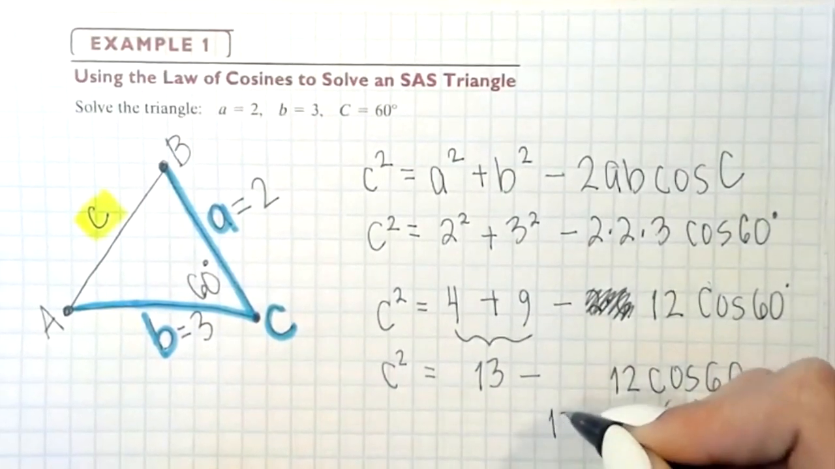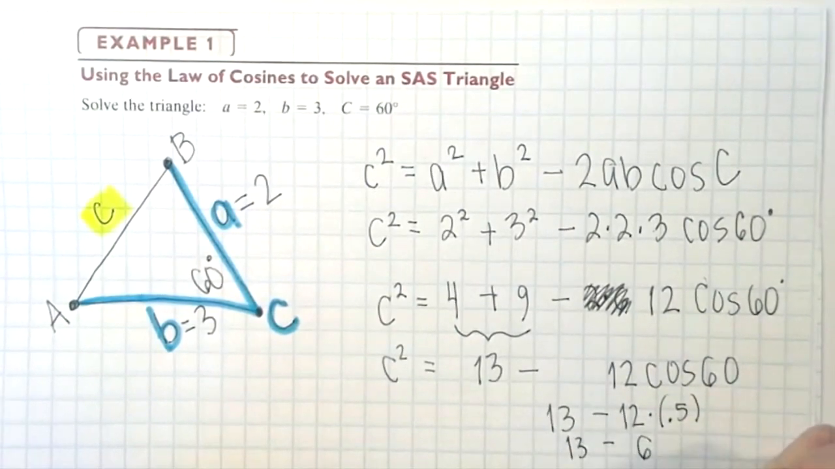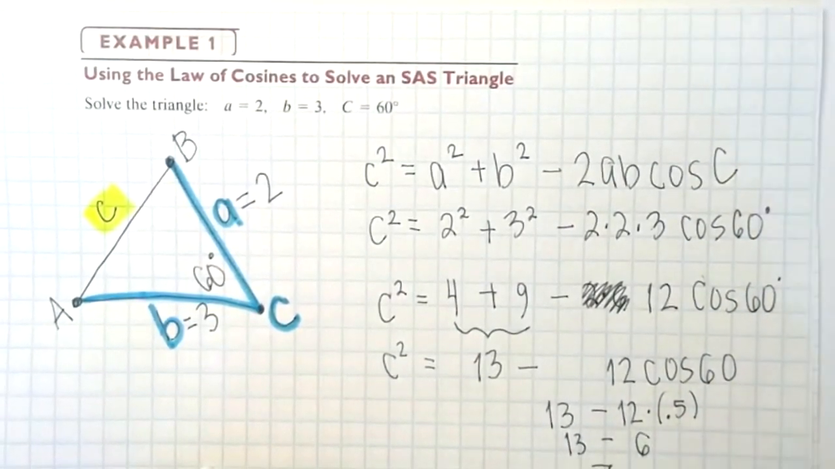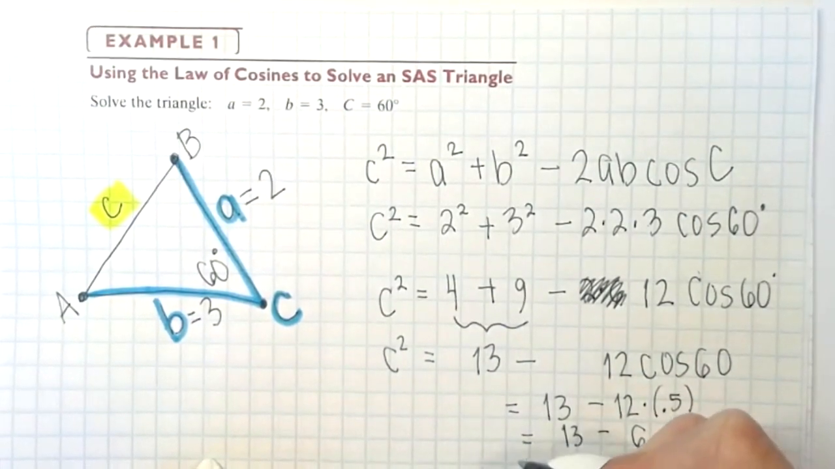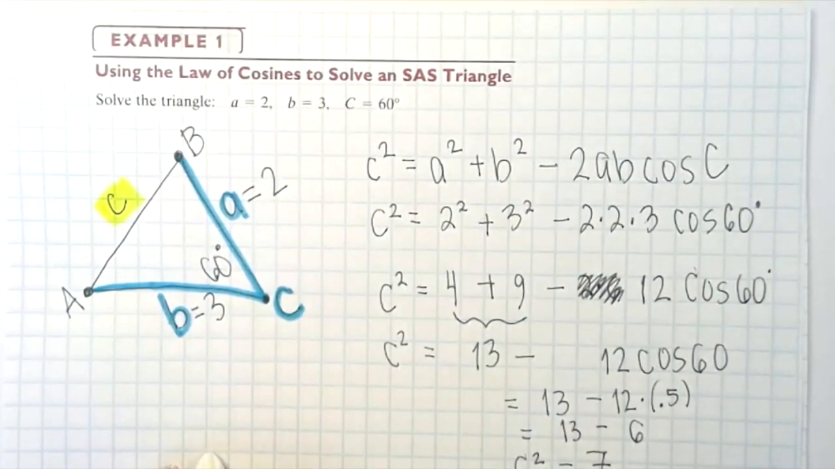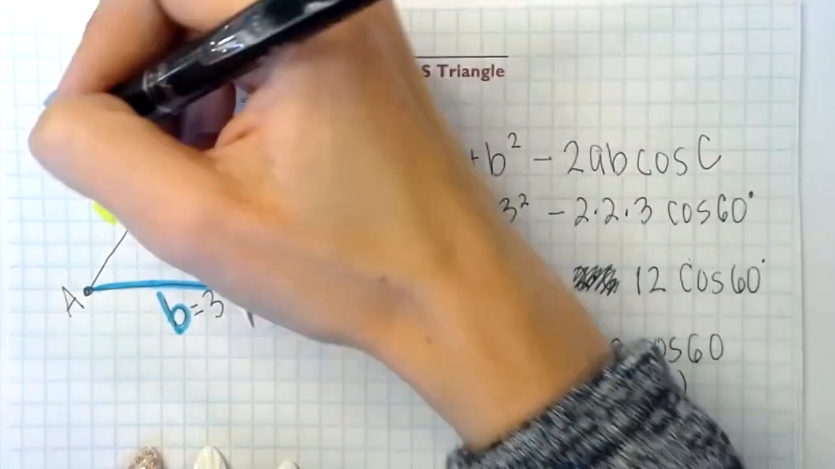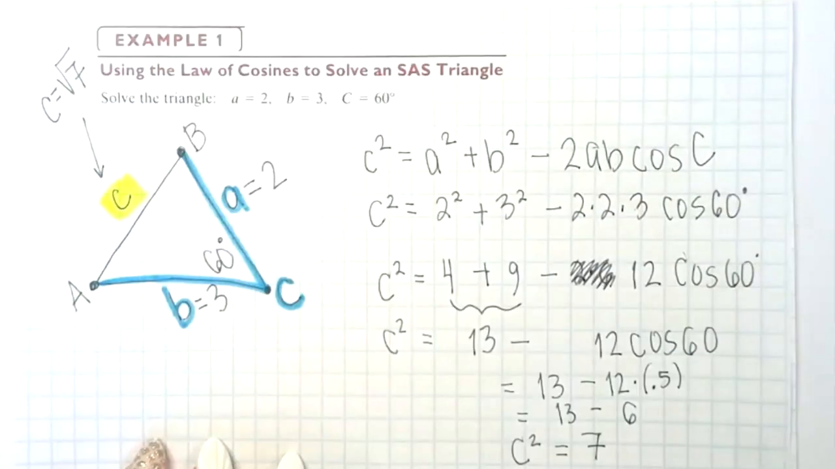And then from there, 13 minus half of 12, or 13 minus 6, leaves us with 7. C squared is equal to 7. You do an inverse operation, just like every single step of algebra you do. You guys really got to think about this. You are using inverse operations all day. Inverse of squaring is square root of 7.